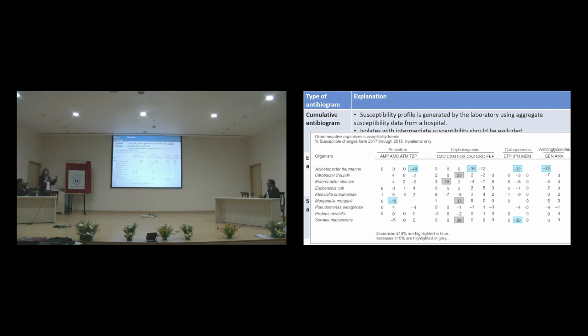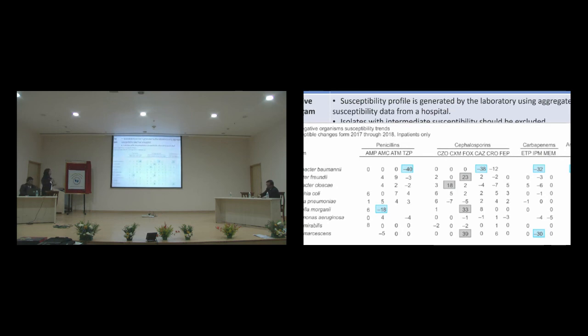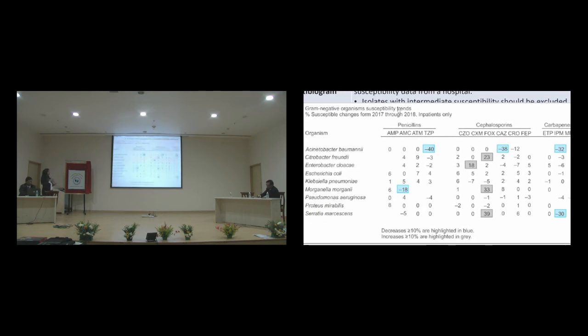The basis for the subtraction antibiogram is that the present year antibiogram is compared to last year's antibiogram, and you express the susceptibility in terms of subtraction. Here you can see the blue color is a decrease of more than or equal to 10%. If it is highlighted in very light gray, it is an increase of 10% or more. Such an antibiogram is used for assessing the outcome of antimicrobial stewardship. If you want to assess the change in trend of antimicrobial resistance, the preferred antibiogram is the subtraction antibiogram.